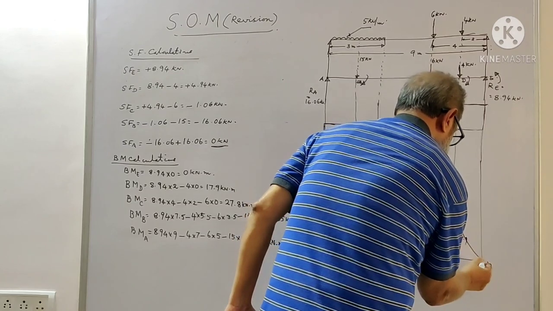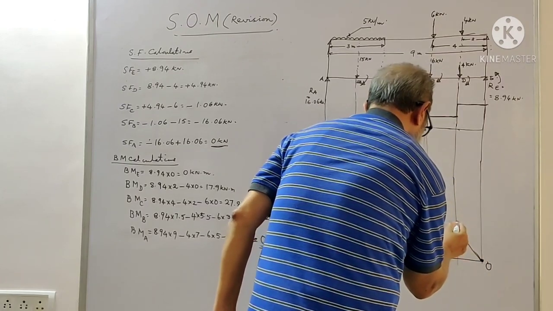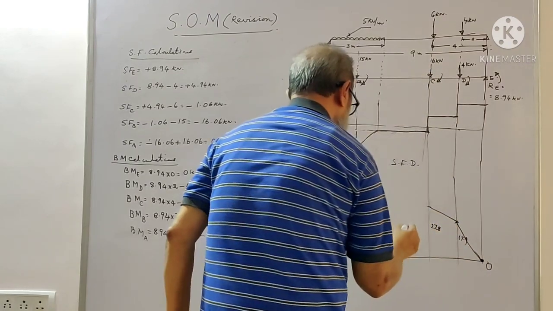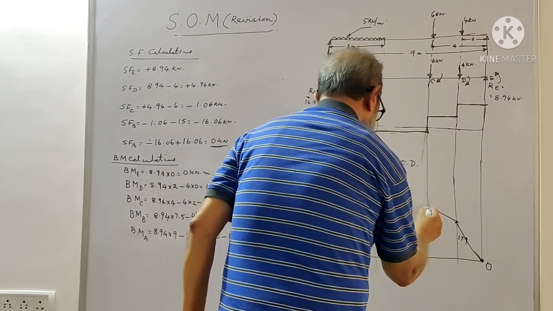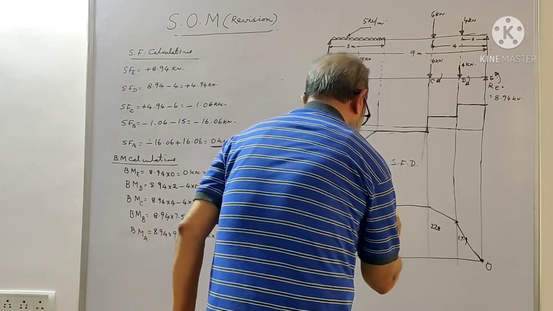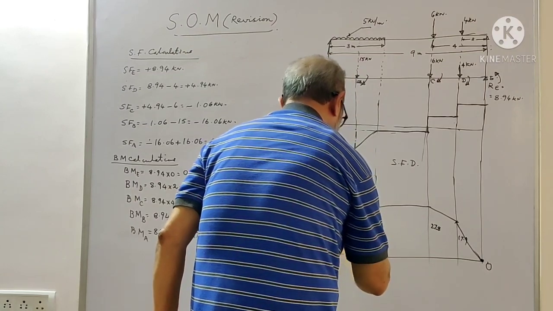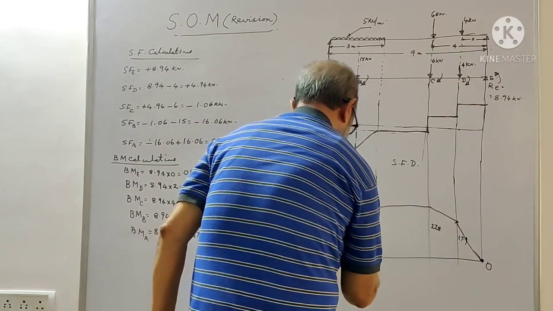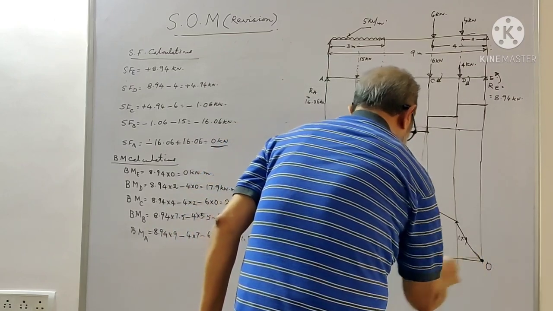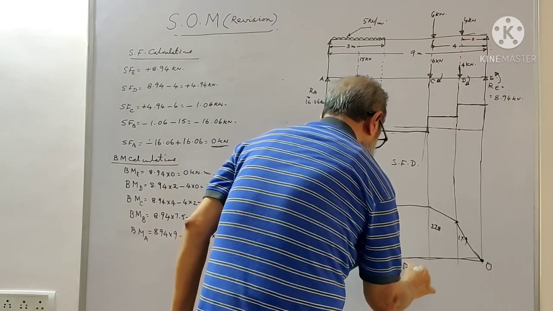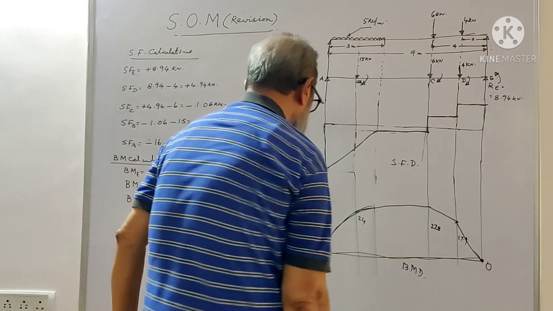Now these two are point loads. So you will get straight lines like this. This is also a straight line. Then it will be like this. And here you draw a curve like this. So this is your BM diagram. So it will come like this.